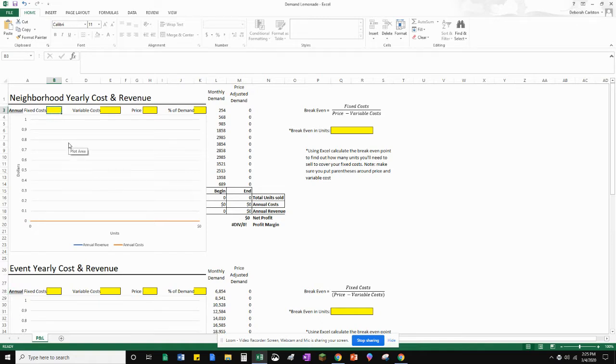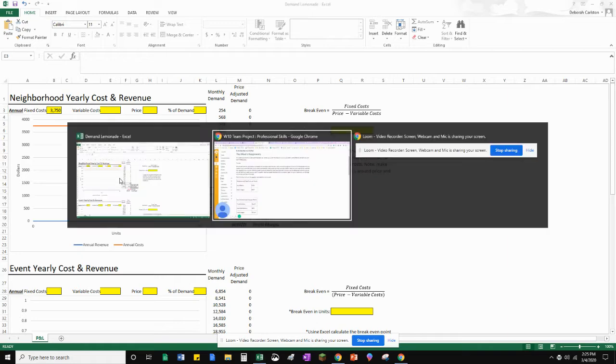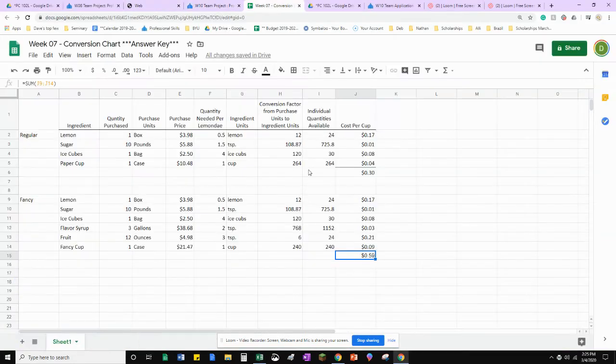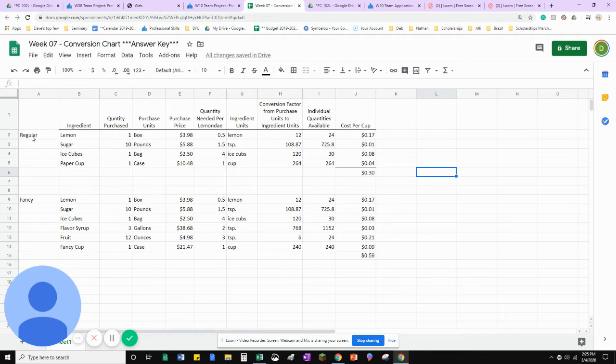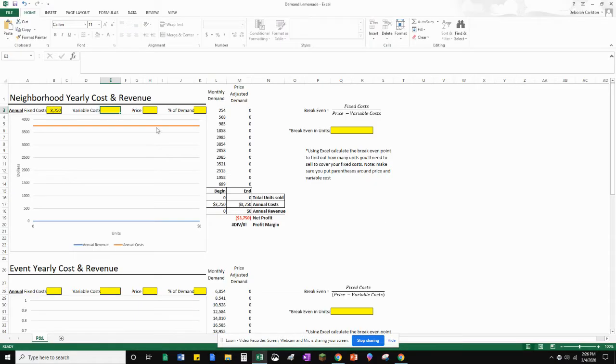And because I want you to be able to calculate that, I'm just going to make up a total. Again, this is not the correct total. It's just a number I put in here. The variable costs come from week 7 when we calculated the cost of a regular cup of lemonade and the cost to produce a fancy cup of lemonade. So the regular cup was for the neighborhood market and the event market, and the fancy cup is for the high-end market. So I take this total right here. The variable cost for a neighborhood cup of lemonade is 30 cents. And now I have my price and my demand.